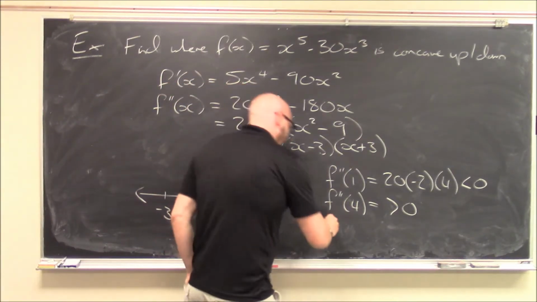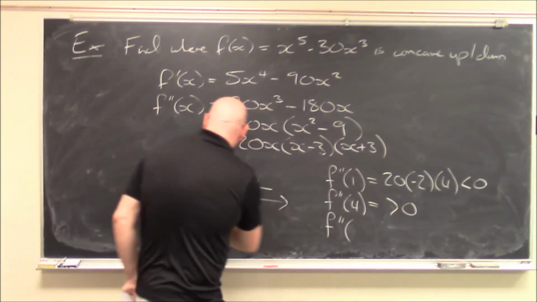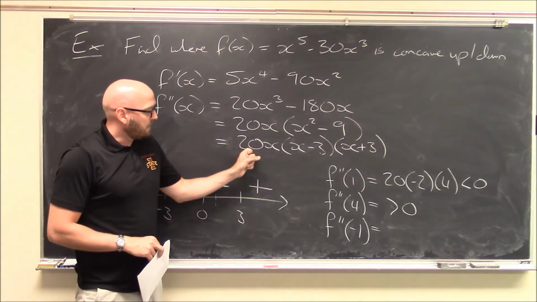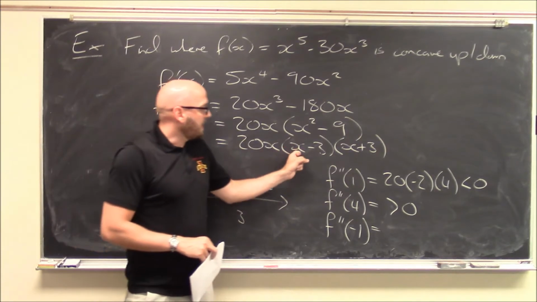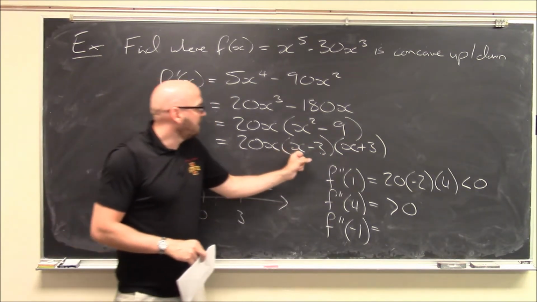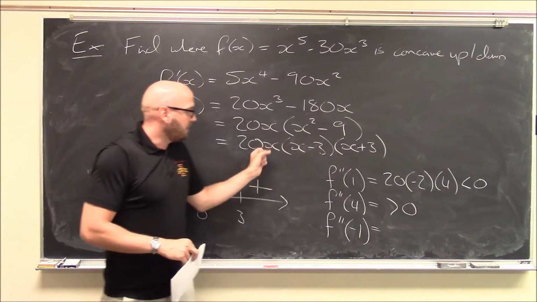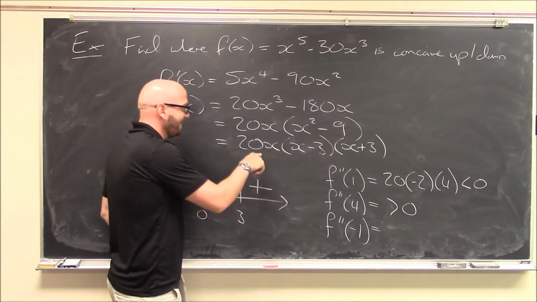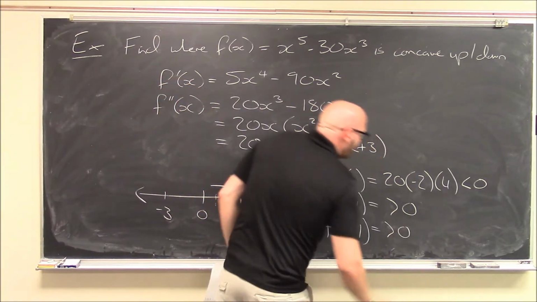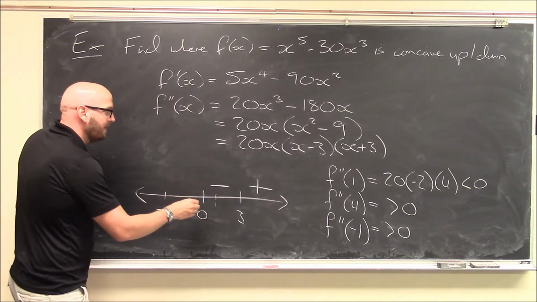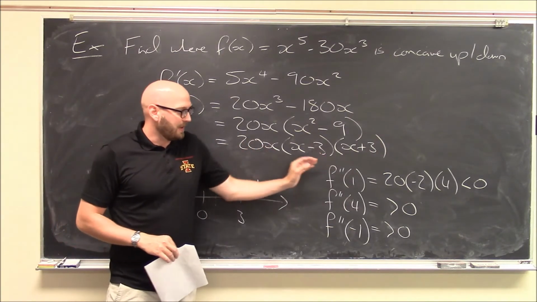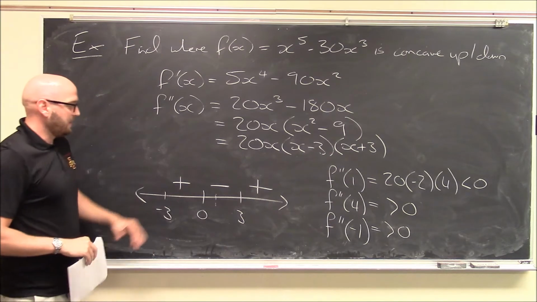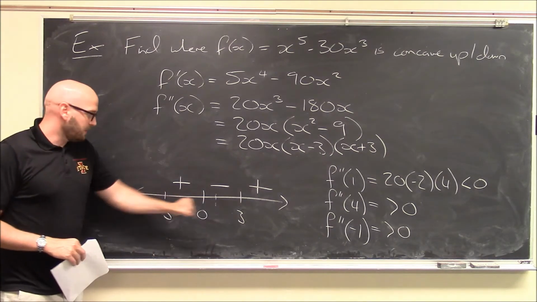And if we just keep checking numbers, f double prime at, say, minus 1. What do I have? I plug that in and I get minus 20, so negative. Minus 1 minus 3, that's a negative. Times minus 1 plus 3, that's positive. So negative times a positive is, how many negatives do I have? Negative, negative, positive is positive. So we plugged in minus 1, and you can plug in the actual number and figure out what the value actually is if you want, but all I care about is whether it's positive or negative. So we saw minus 1 was positive, so it's positive from minus 3 to 0.